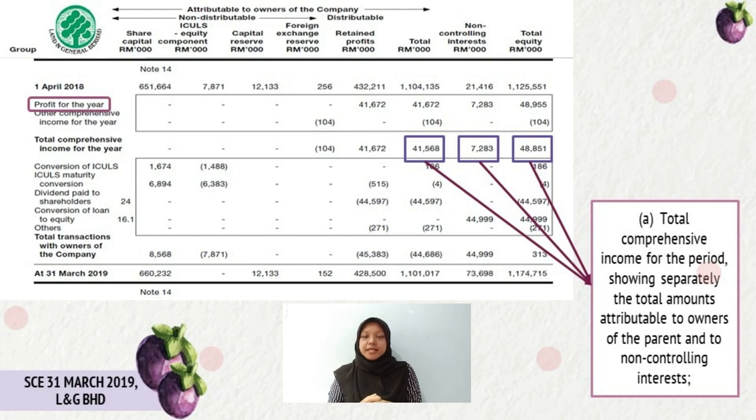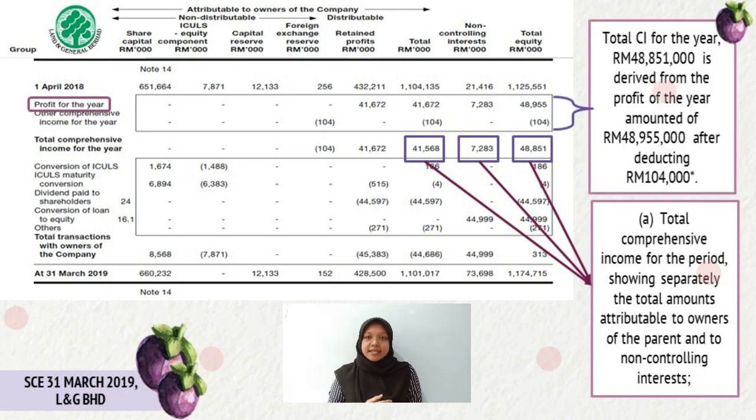For example, the statement of changes in equity of LNG Berhad. In this statement, you can focus on the dark purple box where it shows the total comprehensive income for the year, which is 48,851 million, and it separately shows the total amount attributable to owners of the parent, which is 41,568 million, and total to non-controlling interest, which is 7,283 million.